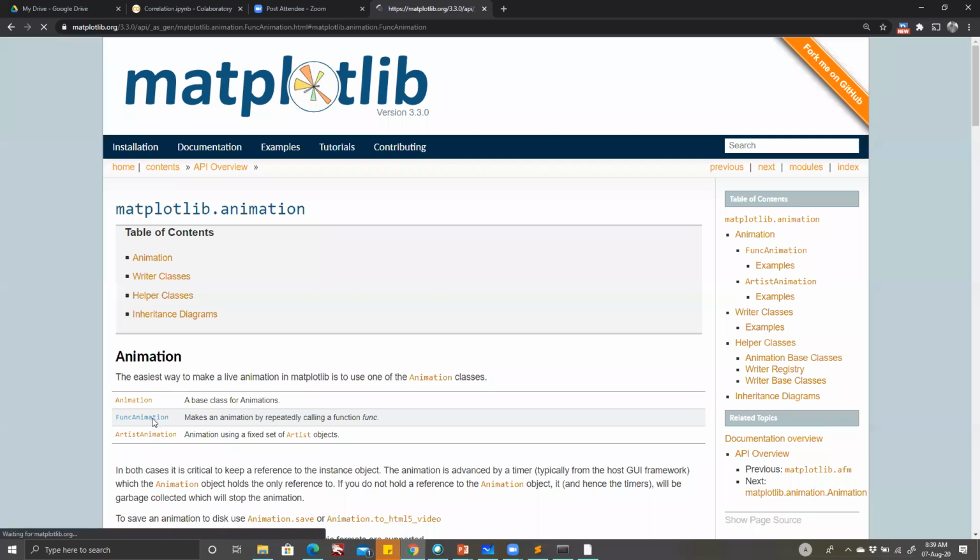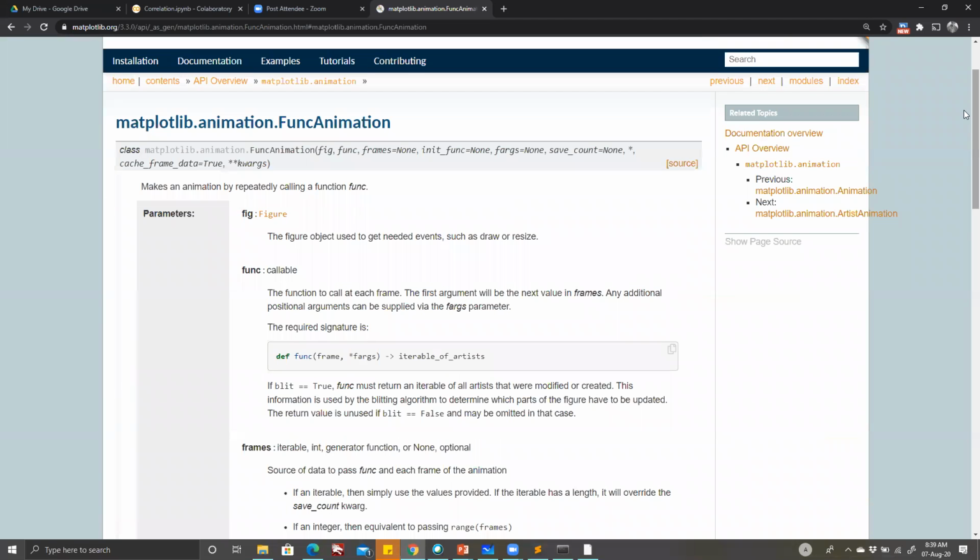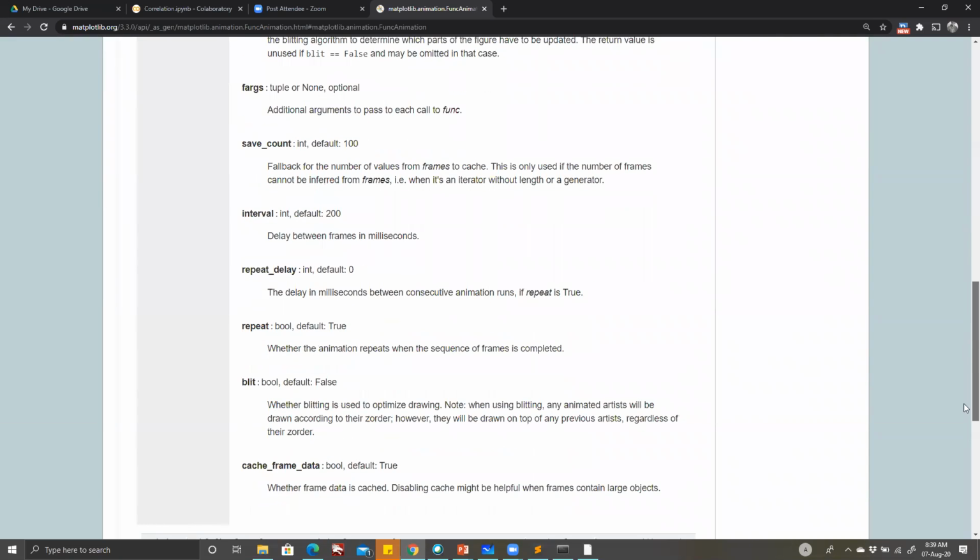So we are going to use a function animation here. Basically you will have to give some kind of callable iterable, and you have to define what should be done in each frame or how many frames we are working with.